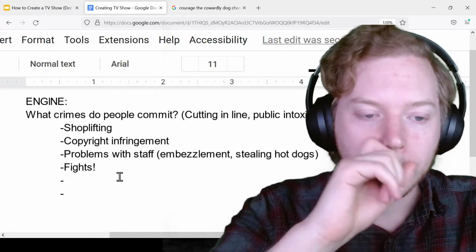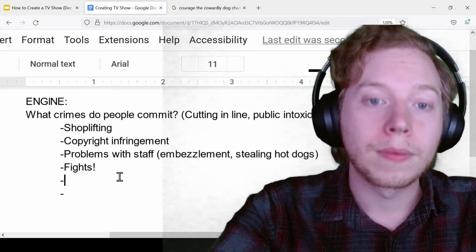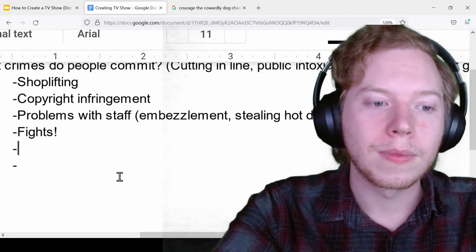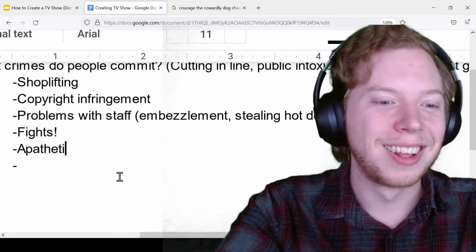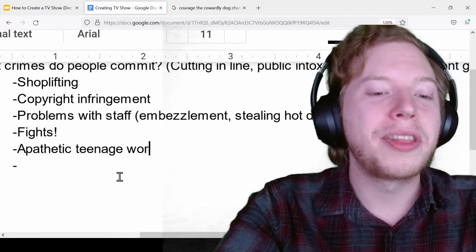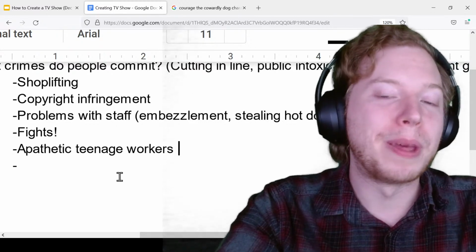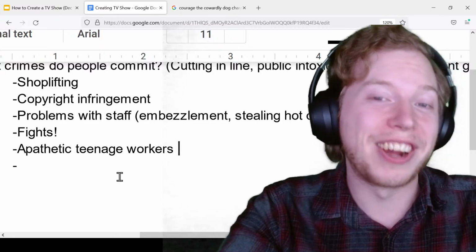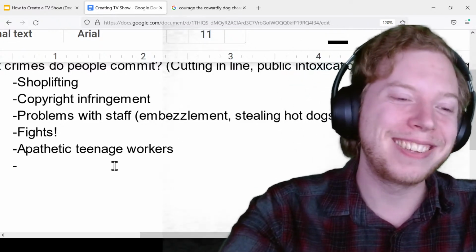Like apathetic teenage workers. I'm thinking of Adventureland, when they were working in that theme park. Like they just don't care about the job. Okay, yeah, in theory, the security might be the people that need to go around and motivate or interrogate the workers to make sure that they're doing their best.